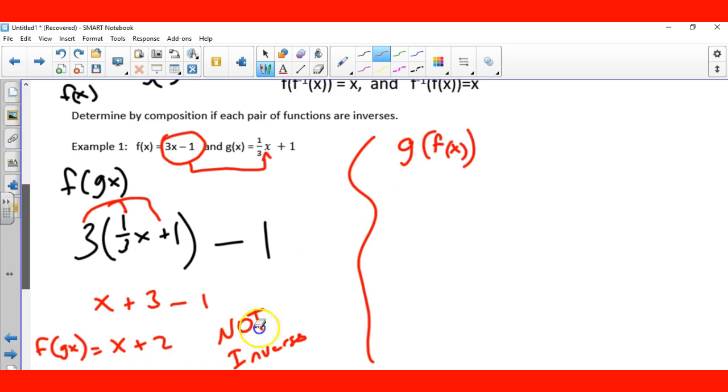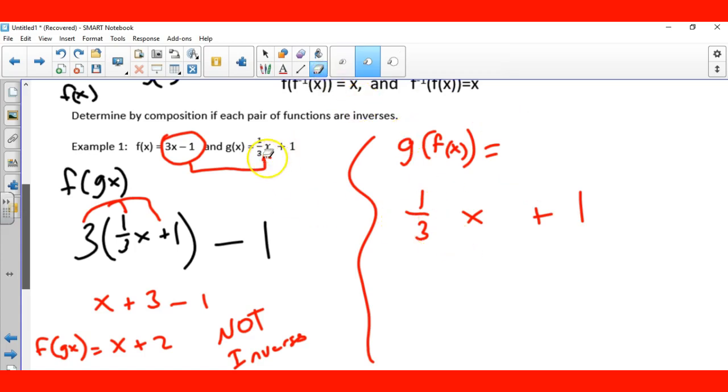All right, so you said this is not inverse. Well, let's prove it. We're going to do the composition the other way, or the composite function. So g is 1/3 x plus 1, right? Look, right there where the x is, I'm going to substitute in f. Like so, okay? So what you now get is 1/3 times 3x. That's going to be x.